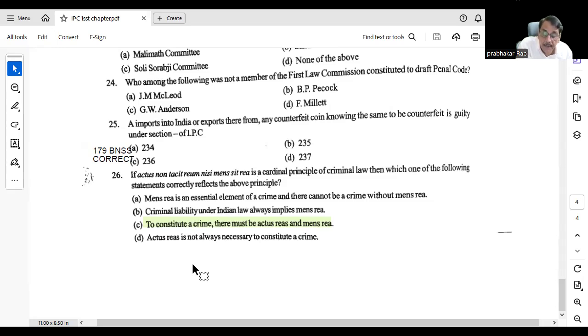And the second question is, what are the stages of crime? This second question will be modulated in several forms. For example, what is the difference between preparation and attempt? Distinguish between preparation and attempt. Such kinds of questions come, but the main focus is only on these two questions.